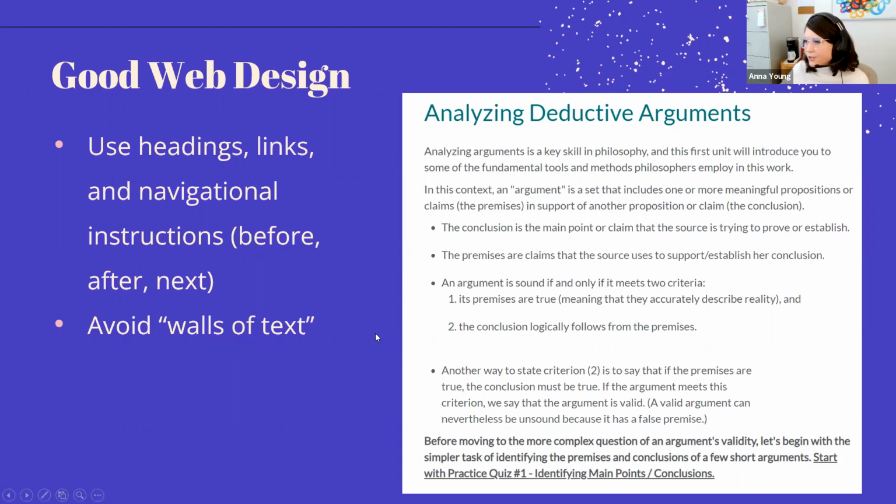So this is just an example. This screenshot is just an example of what a well-designed content page in D2L could look like. It's not just walls of text or many paragraphs of text. It uses headings at the top, "Analyzing Deductive Arguments." There are bullet points and numbering. Those are also great for creating more white space, which makes the page more readable. And then, you can't really tell, but there is a link to the quiz that accompanies this content down at the bottom, Practice Quiz Number 1. And we see some directional navigational instructions: read this and then next do this. So that can be really helpful for helping students navigate and understand the logical structure of your course.